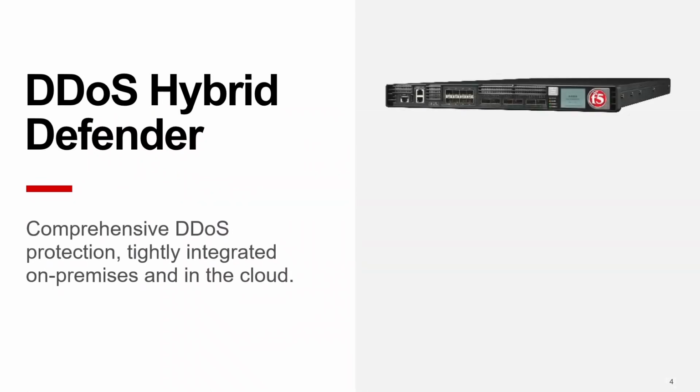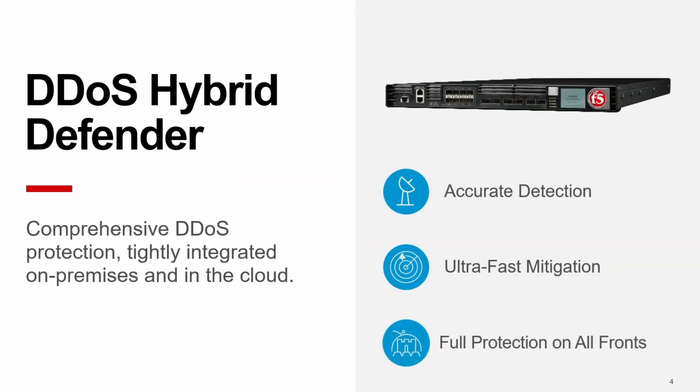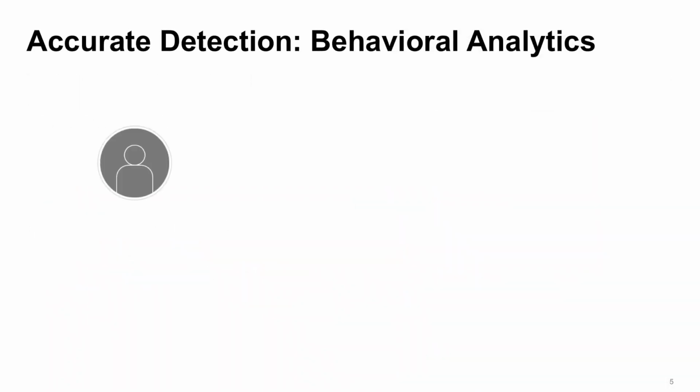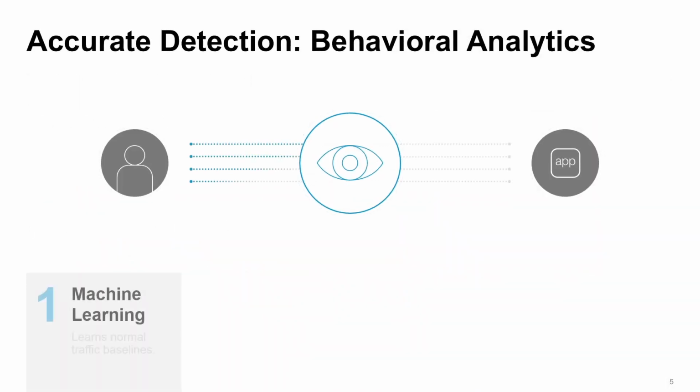So what is DHD? DHD is F5's DDoS detection and mitigation solution. It provides accurate detection, ultra-fast mitigation, and full protection against all types of DDoS attacks. F5 DHD uses several techniques to detect and mitigate DDoS attacks.